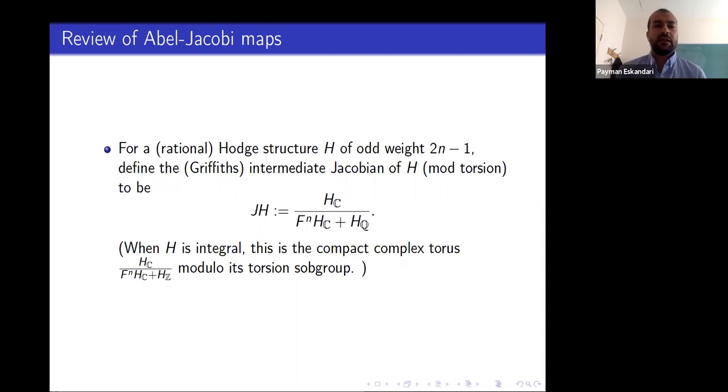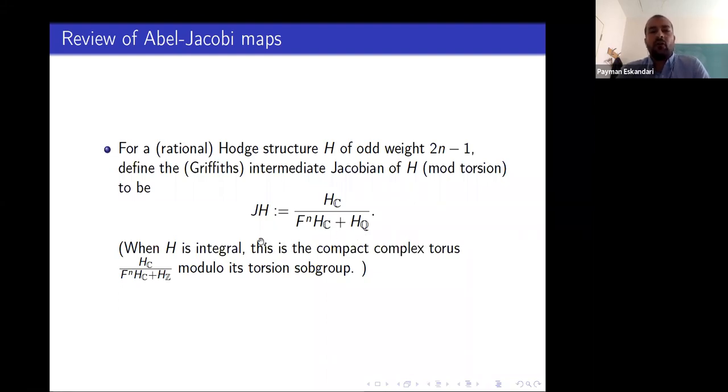So first, some notation. Suppose you have a Hodge structure of odd weight, 2n-1. Then the intermediate Jacobian of that is defined to be this quotient. So you take this, the underlying complex vector space, and you mod that out by F^n. So remember, the weight is 2n-1, and you're modding out by F^n of that, and then plus the underlying rational vector space.